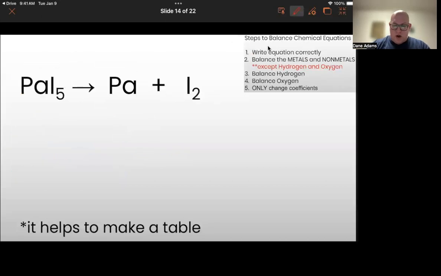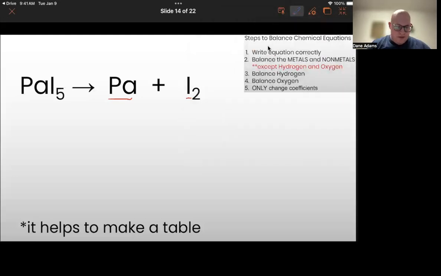Okay, let's try another one. This is PaI5. Gonna be honest, I don't remember what Pa is. If you find it, you can say it. PaI5 makes Pa plus I2, okay? Again, Pa is a metal, I know that. So it can exist as a single atom, but iodine, remember, is another diatomic example. So pure iodine has to be in the form of I2.